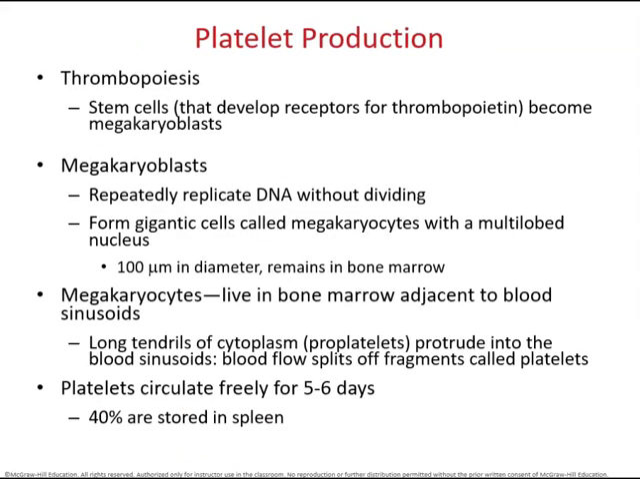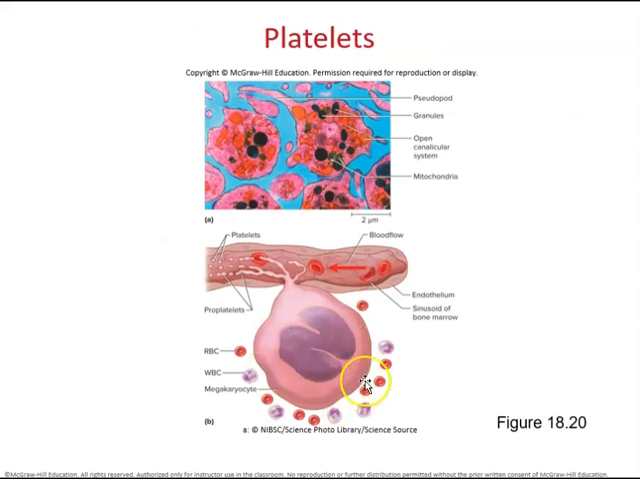The formation of platelets involves 3 big steps. The first one is the stem cell developing into a megakaryoblast cell. The megakaryoblast cell will split into platelets. Platelets can circulate freely for 5 to 6 days, and 40% of them are stored in the spleen. Here is the picture of the megakaryocyte cells formed from the stem cell, which further split into the platelets, the smaller cells that can circulate in the blood.